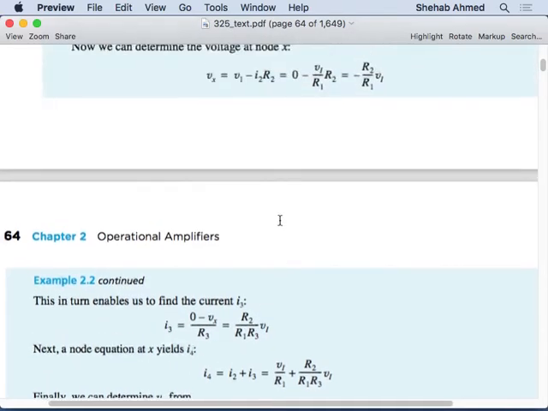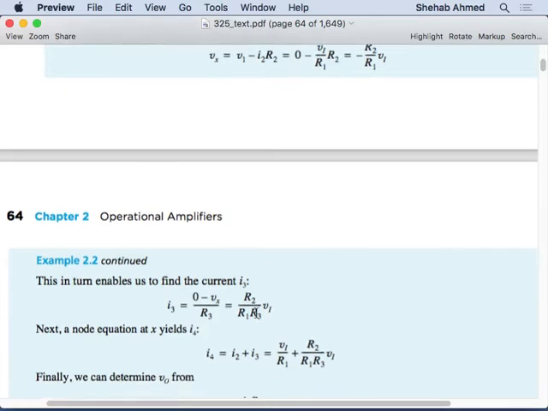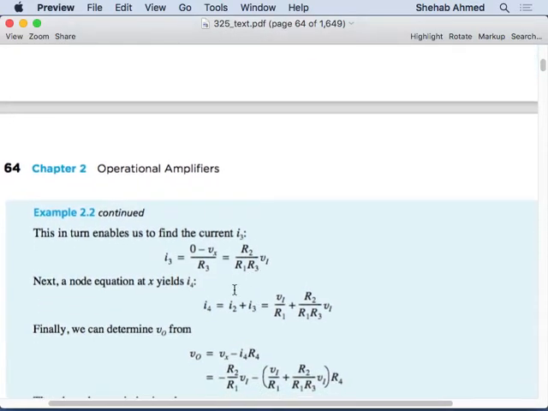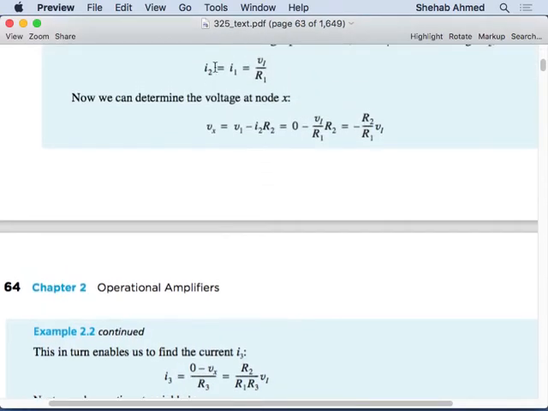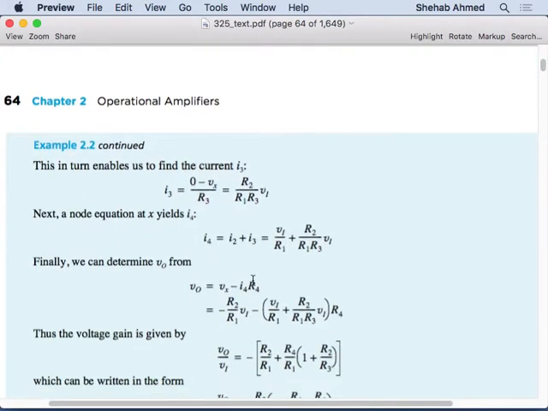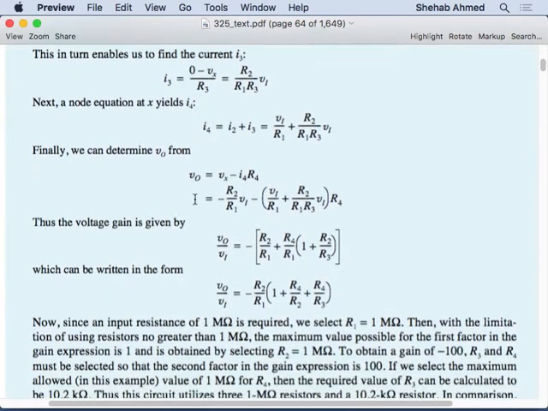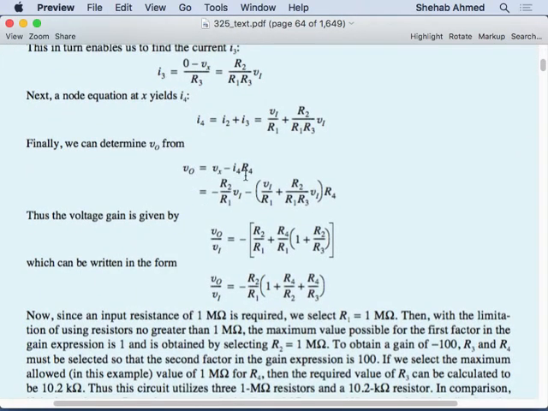Then we solve for that from our previous solution of Vx. We just substituted here, and then we added up. So now I have I3, and I have I1 and I2 from before. I add them up to create I4. And then we said that V output is equal to Vx minus I4 times R4. So we put this all together, simplify the equation, and we're left with this.